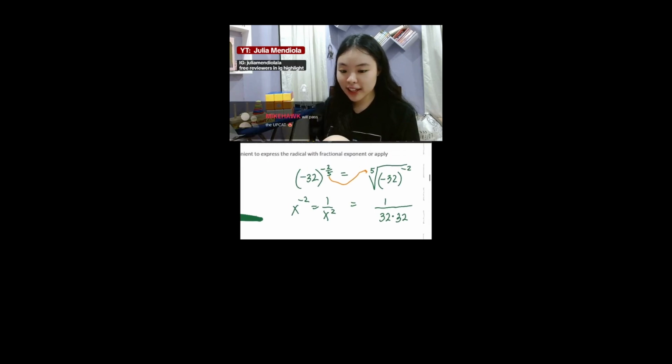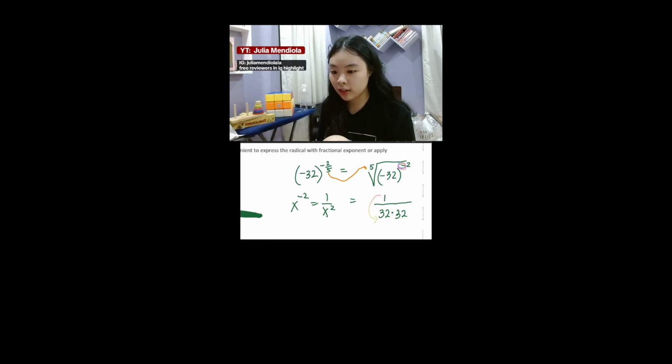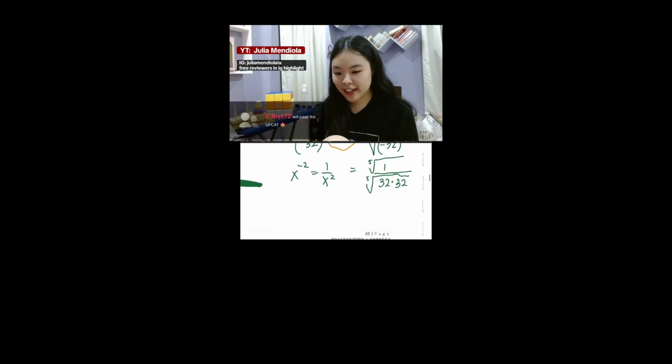Hindi pa tayo tapos, guys. Paulit. So far, all we did, let's just recap. Ang 5 dito, magiging index, tapos magiging negative 32 raised to negative 2. Tapos, ibababa natin yung 32 para mawala yung negative dito. Kita nyo ba yung negative niyan? Itatanggalin natin yung negative by putting it under. Tapos, dahil fifth root yan, pwede natin siya ihiwalay. Gawing fifth root sa taas and fifth root sa baba. Gets ba natin? Okay, next na.